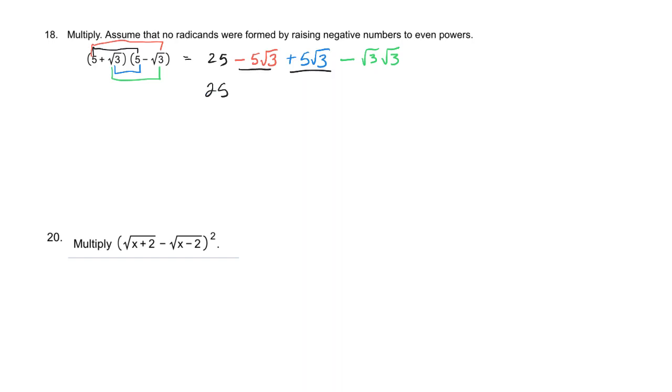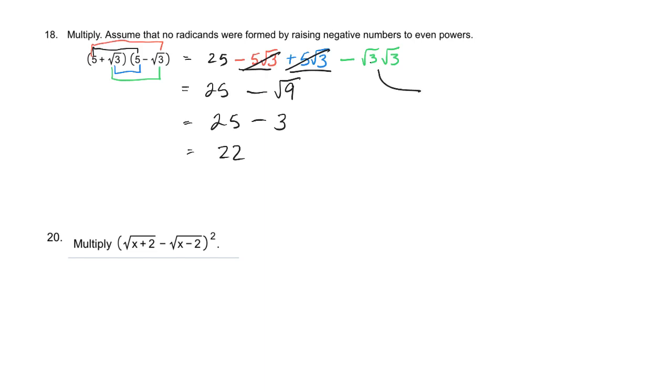These two terms are opposite, so they cancel. A negative 5 root 3 and a positive 5 root 3 will cancel. And then finally, this one would be negative. Root 3 times root 3 would be the square root of 9. And the square root of 9 is 3. So this would be 25, take away 3, which in the end would come out to 22. Hopefully that helps you with that one.